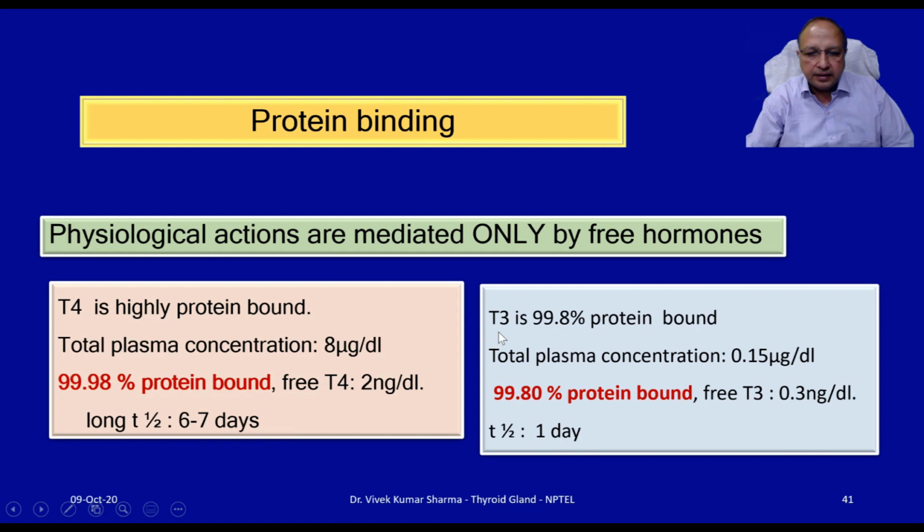If you see T3, it is lesser bound. It is 99.8% protein bound, roughly 0.2% is free, and the total plasma concentration is roughly 0.15 micrograms per deciliter. So since it is less protein bound, it is more available for the action, and therefore its half-life also reduces to 1 day.